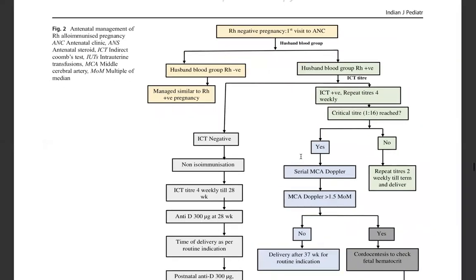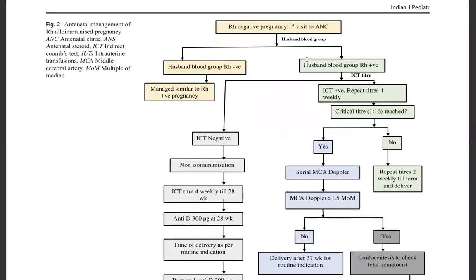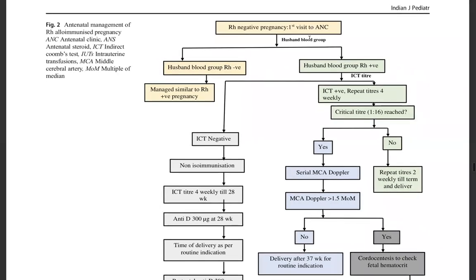Suppose an Rh negative woman presents to your ANC at the first visit. If you know she is Rh negative, you have to check the husband's blood group. If the husband is also Rh negative, then you manage just like any other pregnancy. You need not worry about Rh isoimmunization, unless she has received Rh positive blood during her lifetime, in which case she might be sensitized. Otherwise, there is no chance of sensitization.